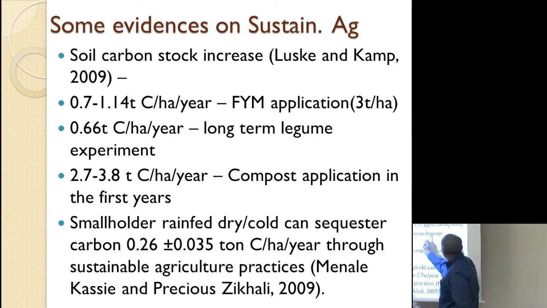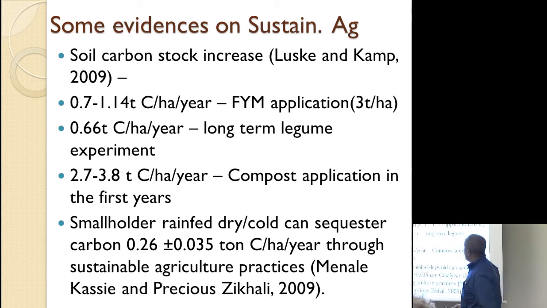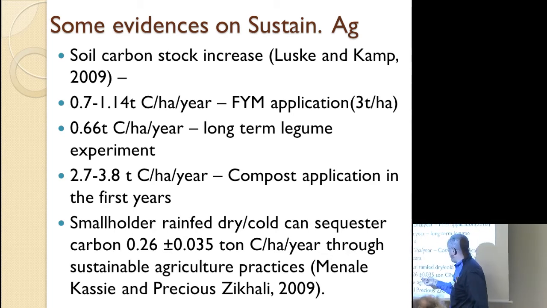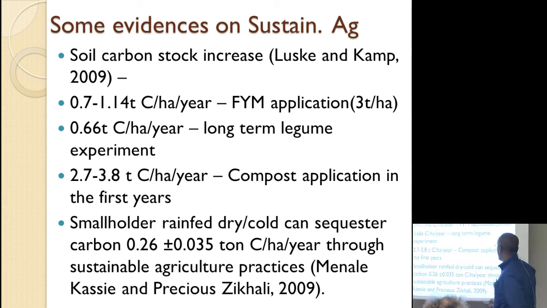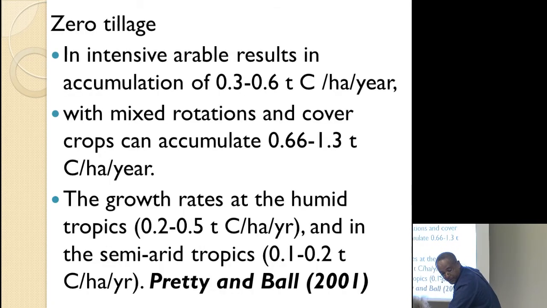Then it is also, with the legume, to this level, compost application with evidence from the desert areas in Egypt. This much can be captured. Then for smallholders, the evidence from the FAO is that 0.26 tons of carbon per hectare per year can be captured by sustainable agriculture. Let me go first to zero tillage, as mentioned in the earlier presentation, that's good.